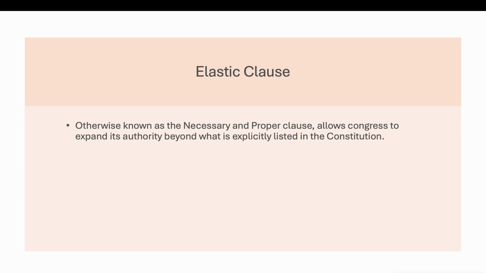Elastic Clause. Expanding congressional power, otherwise known as the Necessary and Proper Clause. It allows Congress to expand its authority beyond what is explicitly listed in the Constitution. It gives flexibility to solve problems and create laws that the founders couldn't have predicted back in the 1700s. For example, creating national banks, the IRS, or environmental agencies.